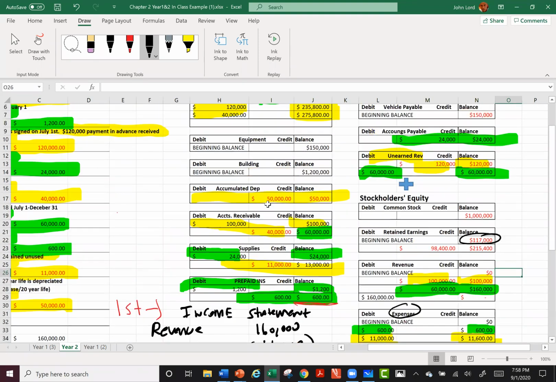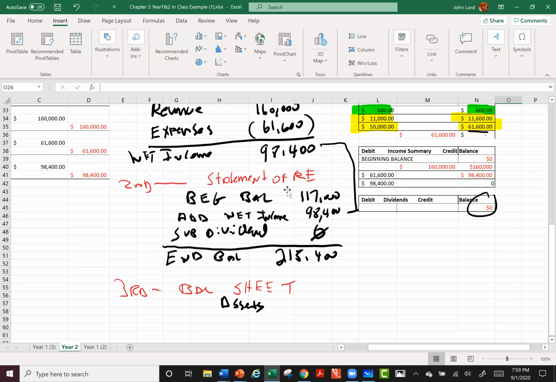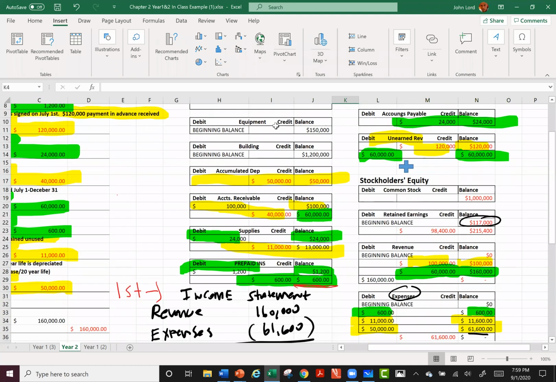And so now what statement do I prepare third? Third comes the balance sheet. Good. Why do they call it a balance sheet? Because it balances. Good. What balances? Assets equals liabilities plus the stockholders' equity. Good. So those are the accounts that I have to pick up here. So I start with my assets. Do I have any assets? I look up here and I have cash, don't I? Is that an asset? Yeah, my favorite. I got 275,800.